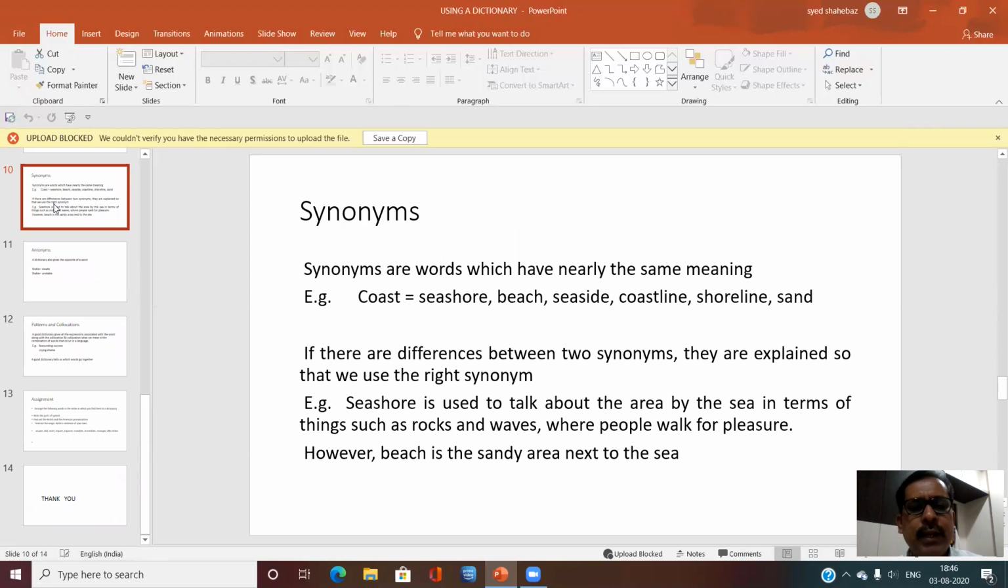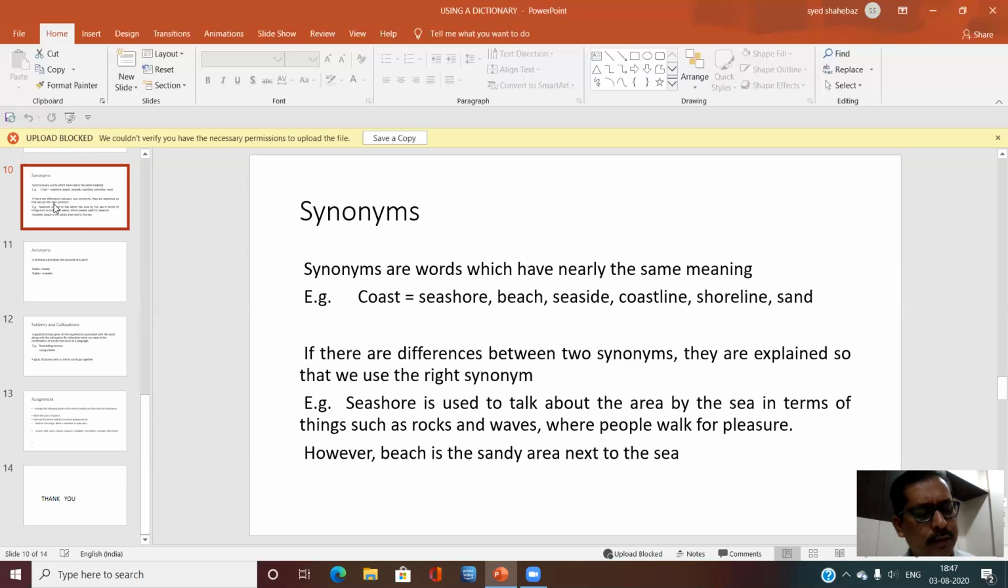The synonyms are given. Synonyms are given in the dictionary. Synonyms are words which have nearly the same meaning. The word coast has many synonyms such as seashore, beach, seaside, coastline, shoreline, and sand. These synonyms are explained along with examples.